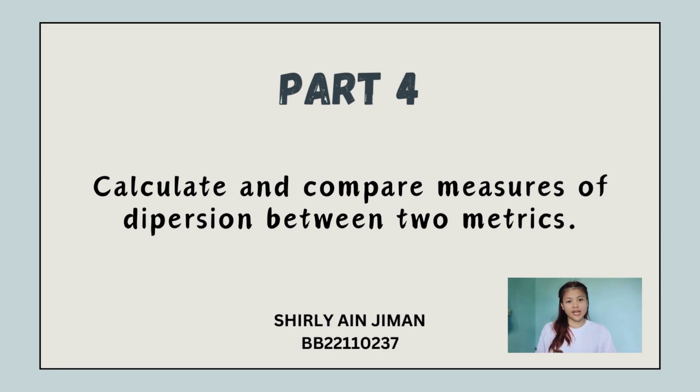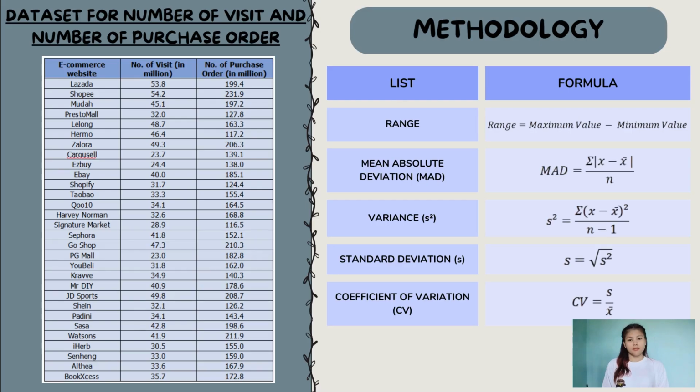My name is Shirley Ainziman with matrix number BB2211037. I will explain part 4, where the question required us to calculate and compare the measures of dispersion between two metrics. The table on the left shows the dataset for number of visits and number of purchase orders. Meanwhile, the table on the right shows the methodology used in the calculation.